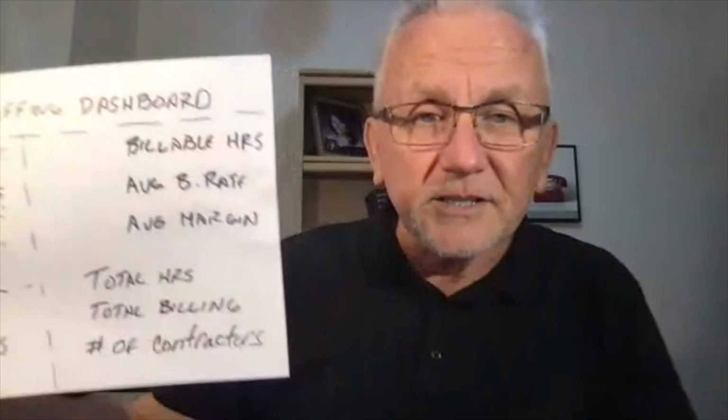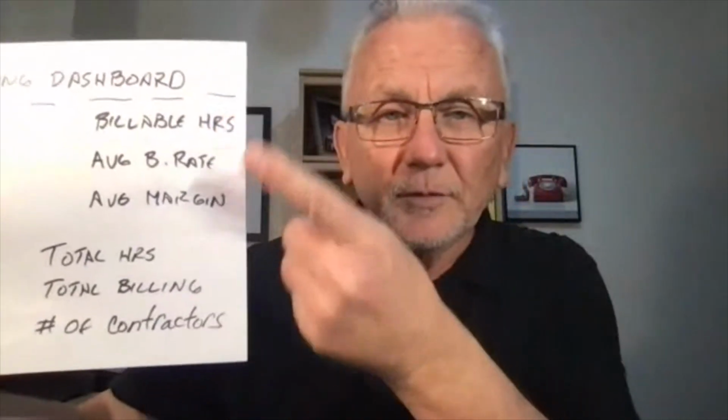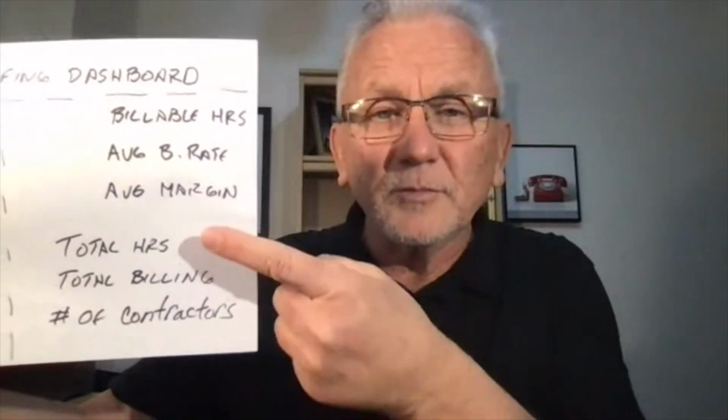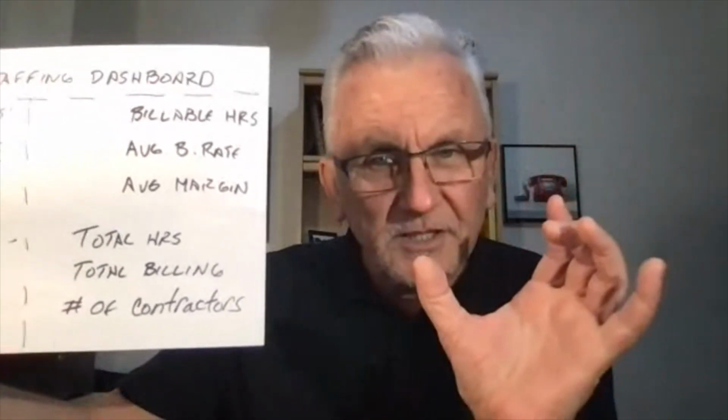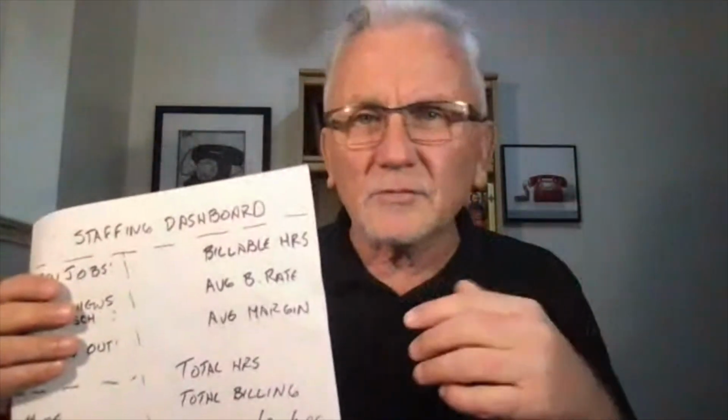And then over on this side, my dashboard might be billable hours, average bill rate, average margin, total hours, total billing, number of contractors. And I have tolerances on this. Let's say I want to have 5,000 hours a week billing, right? That's about a couple hundred contractors. 5,000 hours a week, 10,000 hours a week, it doesn't matter what it is. Once it goes out of that tolerance range, right?